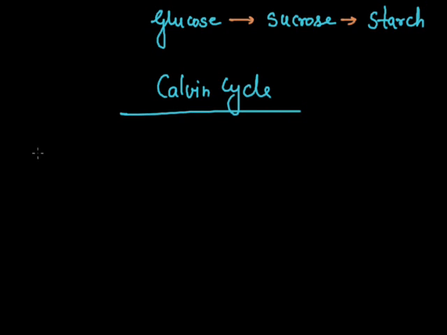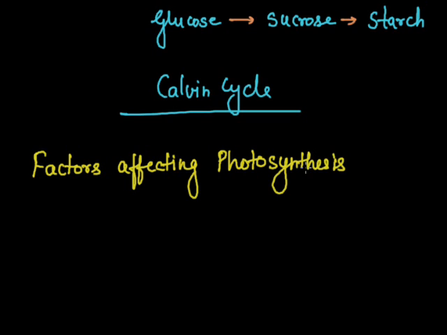Now there are some factors which affect photosynthesis. First is light. The ultimate source of light is what? It is sunlight. So normally plants utilize sunlight, but marine algae can perform photosynthesis even in moonlight. Plants can also perform photosynthesis in artificial lights.